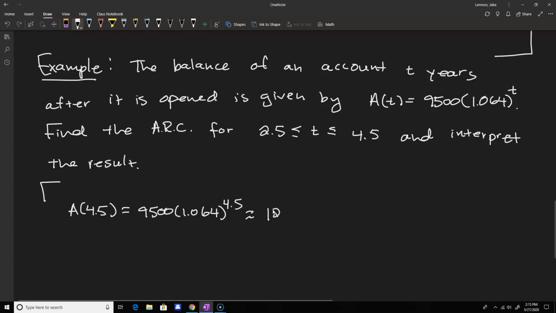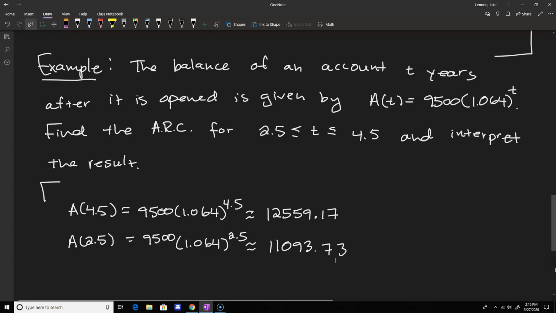So that comes out to 12,559, and I'll round to the nearest cent, so 0.17. And then let's say we do A of 2.5. So that's 9,500 times 1.064 to the 2.5. So then let's type that into the calculator as well. So that comes out to 11,093.73.